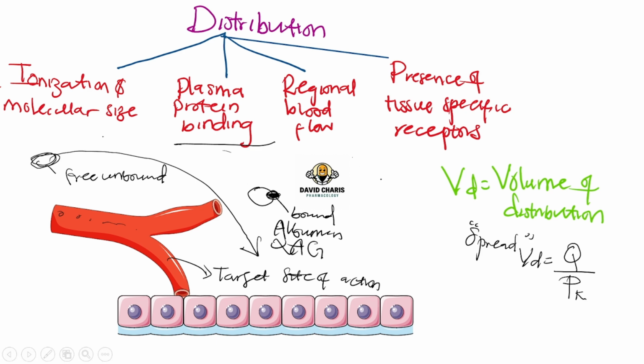The regional blood flow also affects the distribution of the drug, as organs that are well perfused, such as the brain and the heart, have higher distribution, unlike organs that are not well perfused. They have low blood flow, such as the peripheral muscles and the adipose tissue.